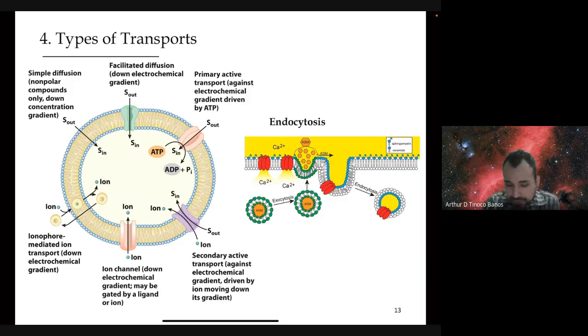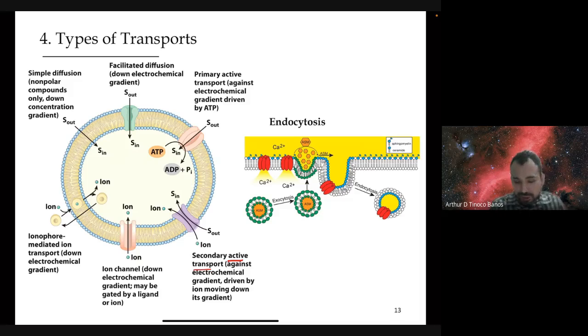You also have the secondary type of active transport. Here, you're moving against a certain gradient, and it's being facilitated by the thermodynamic drive of the movement of something in the direction of the electrochemical gradient. So something is facilitating this movement. Okay, so you're also getting that active transport.